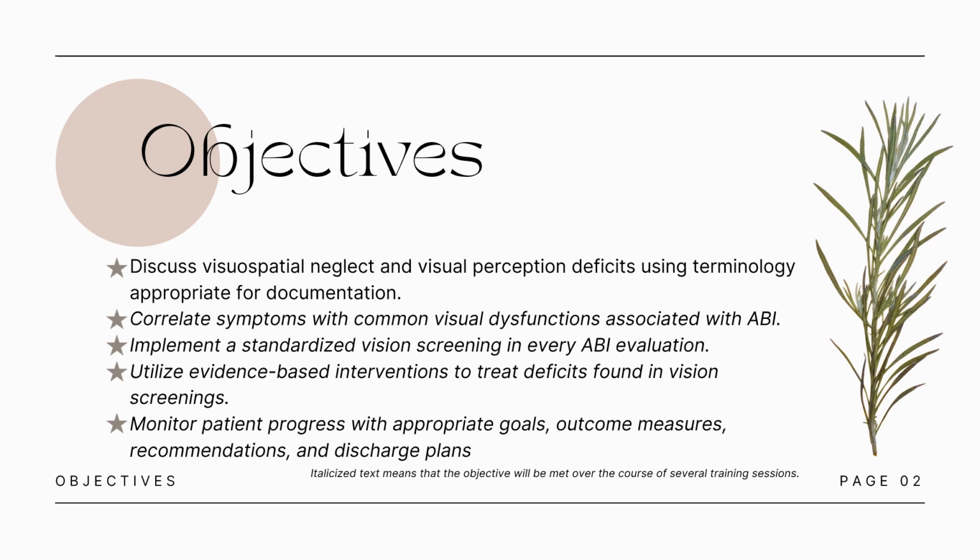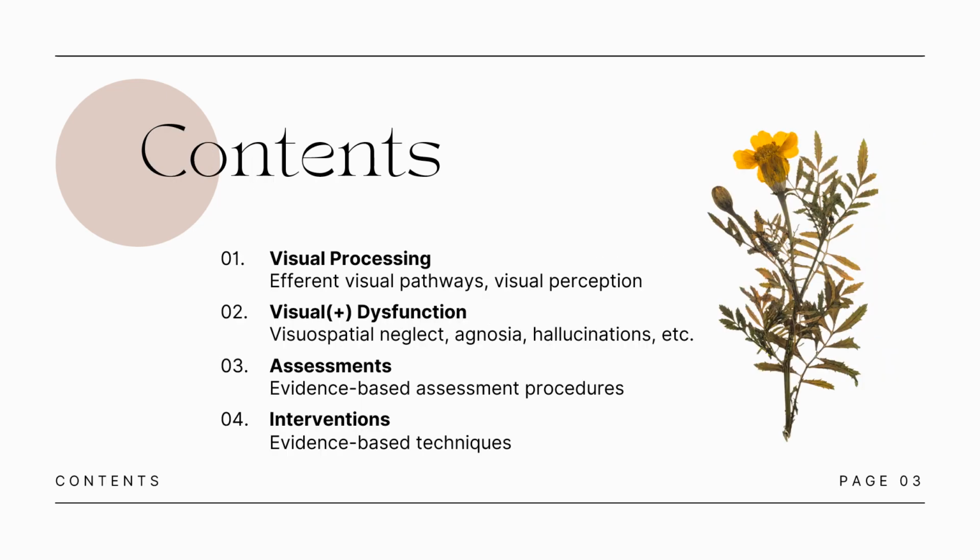We'll also continue building on the objectives from last presentation that will carry through the fourth one, including correlate symptoms with common visual dysfunctions associated with acquired brain injury, implement a standardized vision screening in every acquired brain injury evaluation, utilize evidence-based interventions to treat deficits found in vision screenings, and monitor patient progress with appropriate goals, outcome measures, recommendations, and discharge plans. We'll proceed first with visual processing.